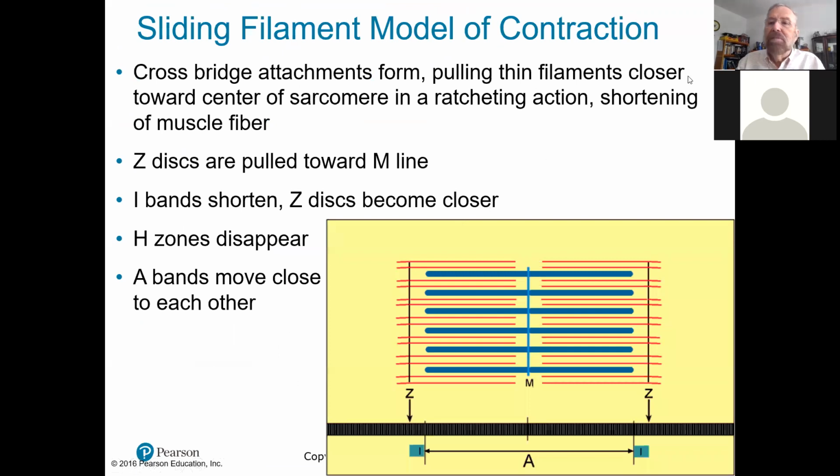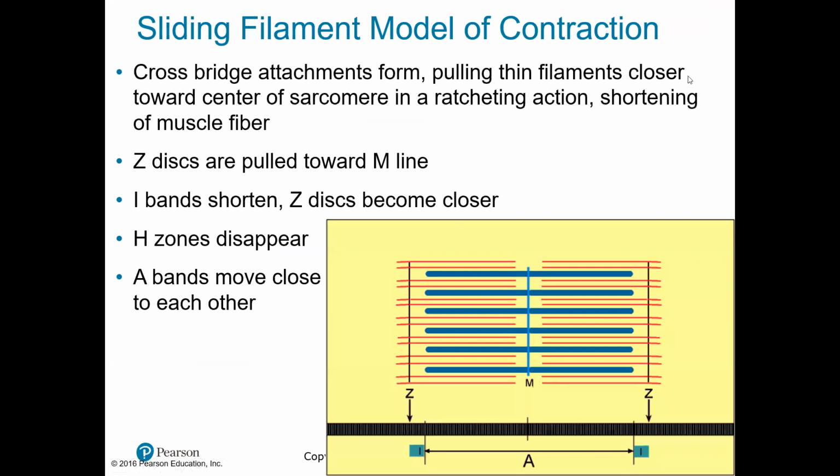The last thing that we were looking at last Thursday was the sliding filament model of contraction. Now, I said the sarcomere is the contracting unit of skeletal muscle. So in a muscle cell, there are probably billions of sarcomeres. The sarcomere is the structure that goes from Z line to Z line.